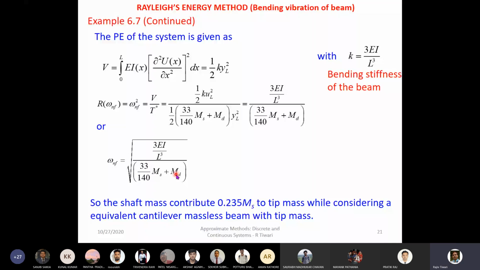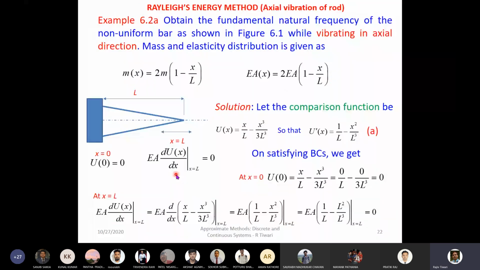So this is another example in which we can see the potential of these approximate methods. Now we'll take more complex beams. Here we are considering a tapered beam, a taper rod. We want to analyze its axial vibration. Because of the taper, the mass is varying like this.